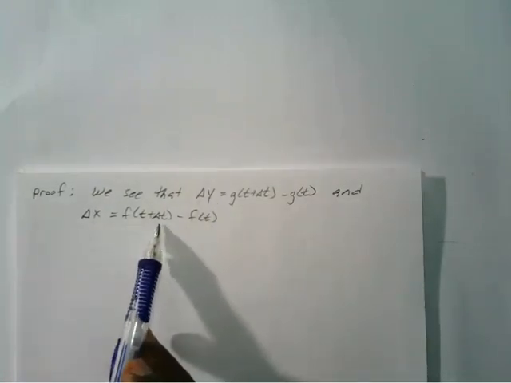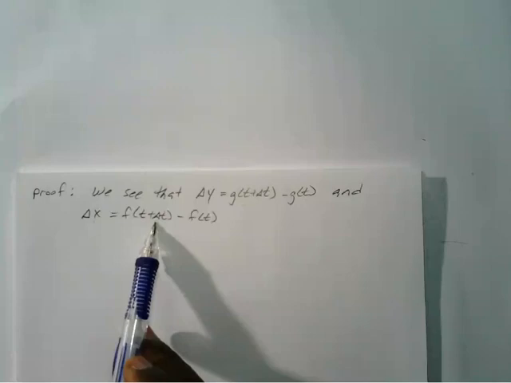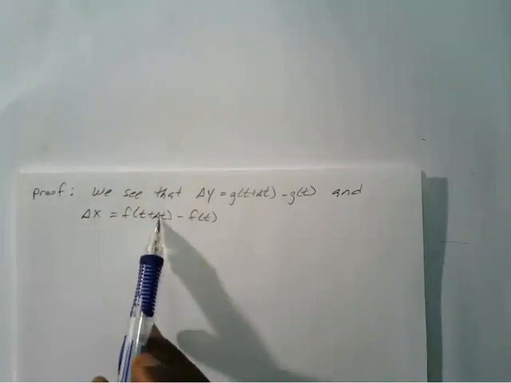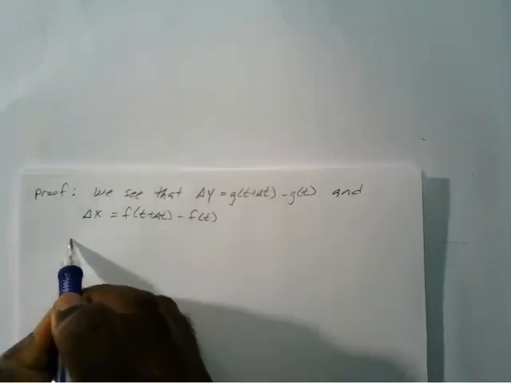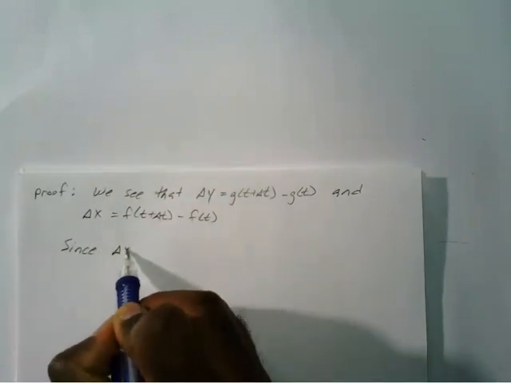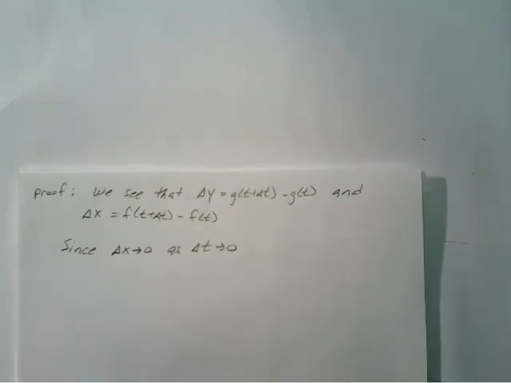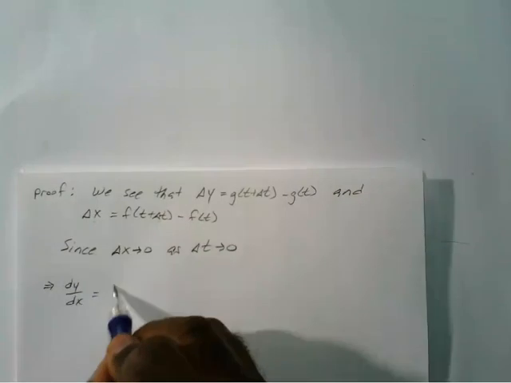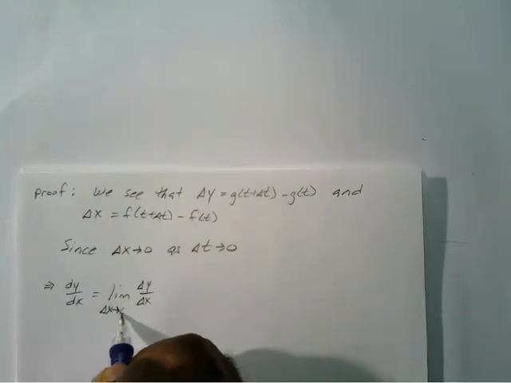One thing we can notice here is that as delta t gets closer and closer to 0 (if it equals 0, you have f of t minus f of t, which is just 0, and you don't want that), delta x gets closer to 0. As delta t gets smaller and smaller, these two get really close to being the same value. So since delta x approaches 0 as delta t approaches 0, using the limit formula, dy/dx is equal to the limit of delta y over delta x as delta x approaches 0.